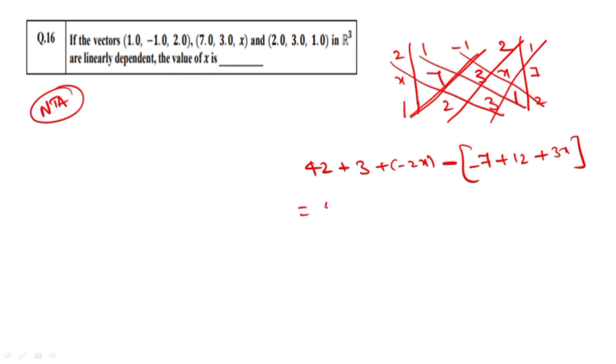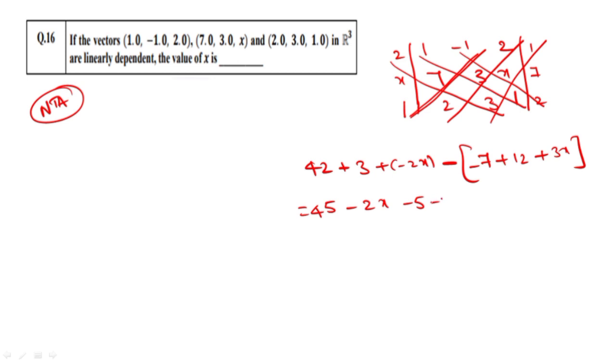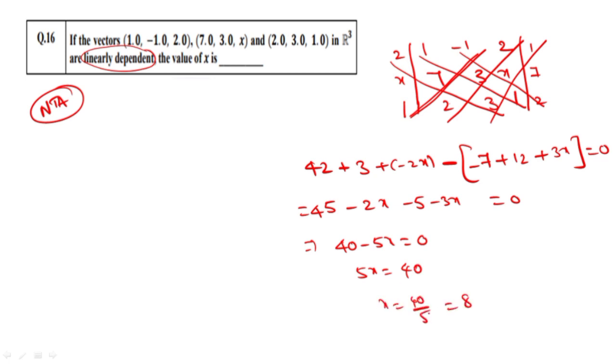So this will be 45 minus 2x, minus of minus 7 plus 2, which is minus 5, minus 3x, equal to 0. The determinant will be 0 because the vectors are linearly dependent. So this will be 40 minus 5x equal to 0, 5x equal to 40, x equal to 40 by 5, which is 8. So the answer is 8.